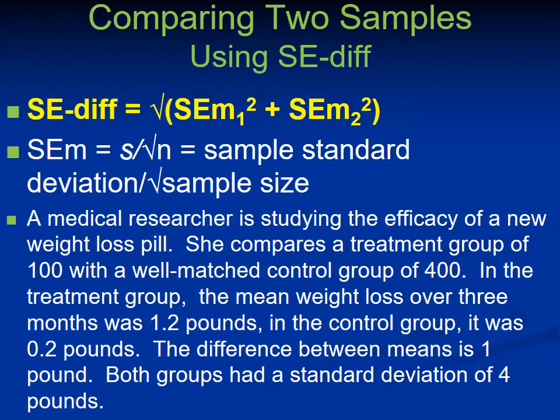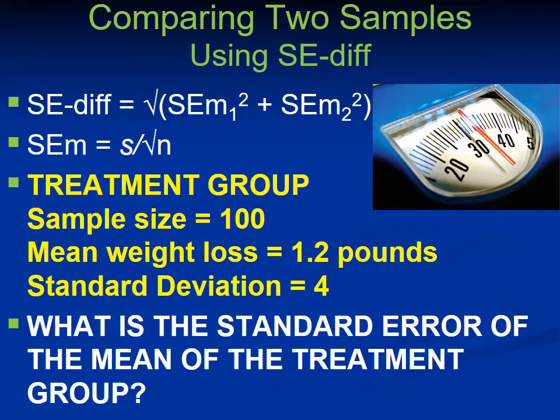So we're going to do some calculations. First, if we want to figure out the standard error of the difference to see if we can declare there's a statistically significant difference between these two groups, we have to start with this formula, and that means we have to calculate the standard error of the mean of each of our groups. So let's start with our treatment group of 100 people. What is the standard error of the mean of the treatment group? And again, that formula is here. I encourage you to pause the video while you figure that out.